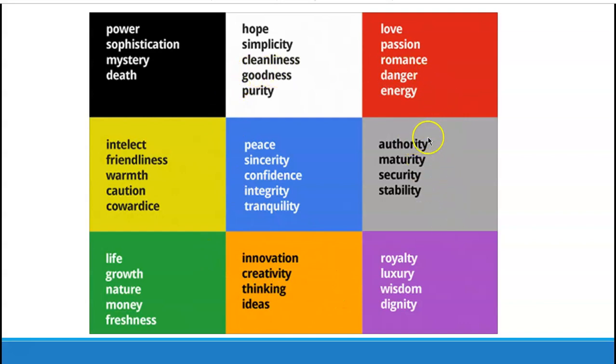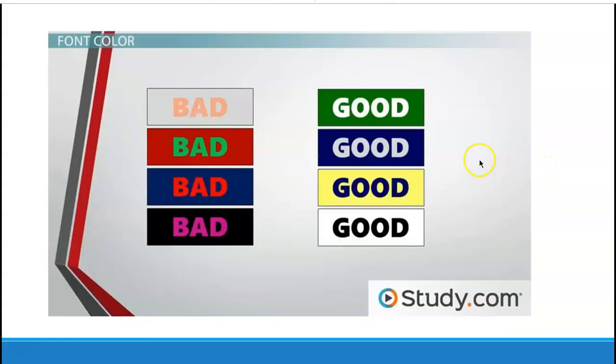Gray is authority, maturity. I just found gray dull, but anyways, authority, maturity, security, stability. So they say the color gives off a vibe or means something. So you take it. Color, good, bad. So you get a sense of what's good. Sometimes it's tougher to decide what you want to use.